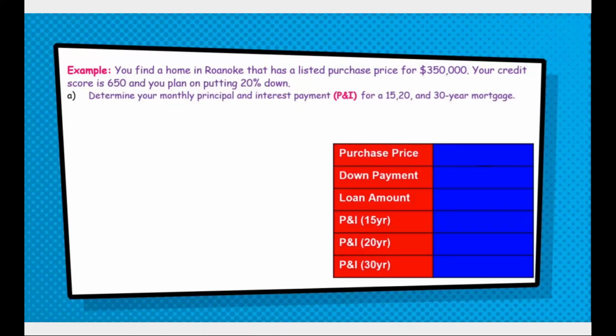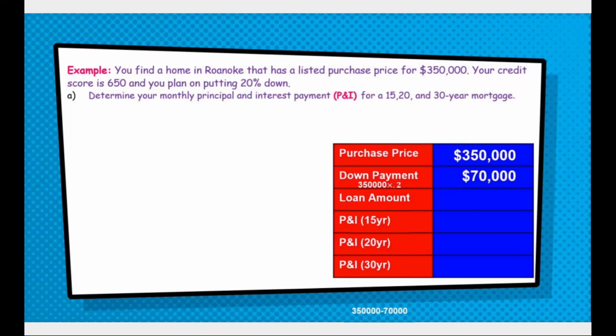Okay, so I'm going to start off with this table to organize this stuff. I have a purchase price of $350,000. I'm putting 20% down, so I need to figure out what 20% of 350,000 is. So I'm going to multiply 350,000 times 0.2, which is 20% as a decimal, and that gives me $70,000. So I'm going to put $70,000 out of my pocket and give that to the bank.